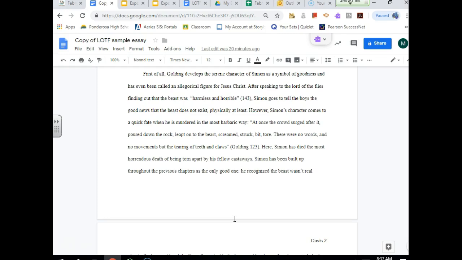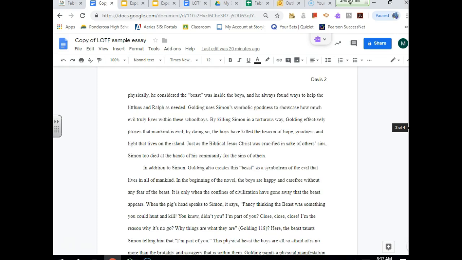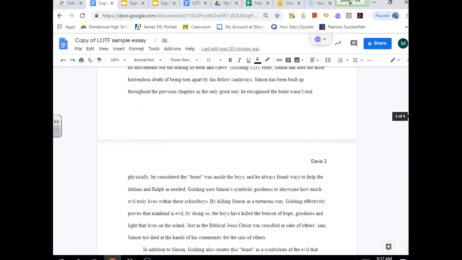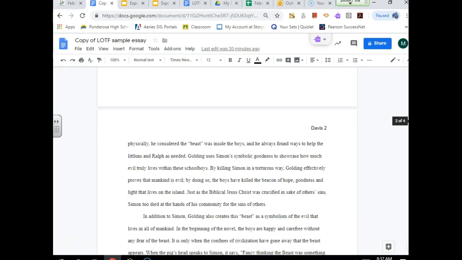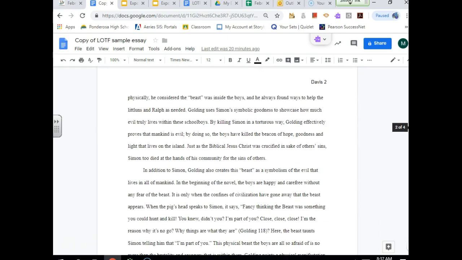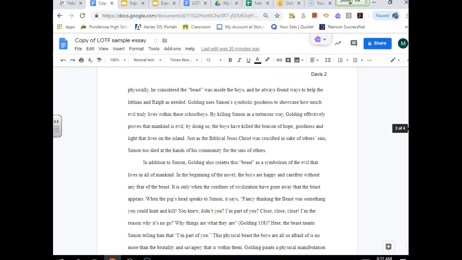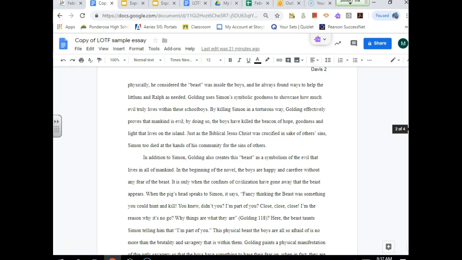Okay? Here, Simon has died the most horrendous death of being torn apart by his fellow castaways. Simon has been built up throughout the previous chapters as the only good one. He recognized the beast wasn't real physically, he considered the beast was inside the boys, and he always found ways to help the little ones and Ralph as needed. Golding uses Simon's symbolic goodness to showcase how much evil truly lies within these schoolboys. By killing Simon in a torturous way, Golding effectively proves that mankind is evil. By doing so, the boys have killed the beacon of hope, goodness, and light that lives on the island. Just as the biblical Jesus Christ was crucified for the sake of other sins, Simon too died at the hands of his community for the sins of others.